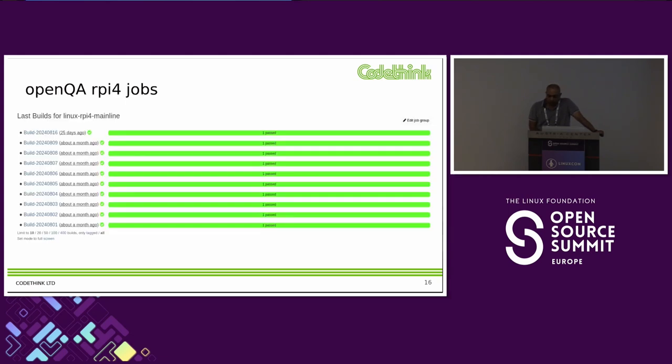And so we have our jobs on OpenQA, which run every night and test Raspberry Pi 4 with the mainline kernel. This is one of the LTS jobs. This is the list of the Raspberry Pi jobs that were run overnight. The LTS jobs are triggered only when Greg sends out the mail with RC releases.